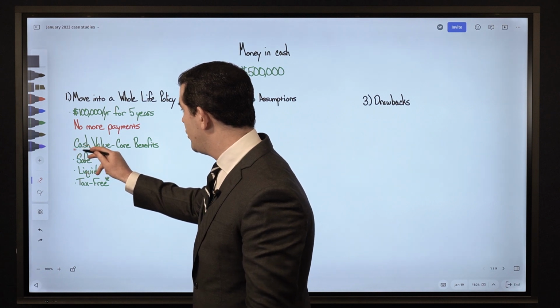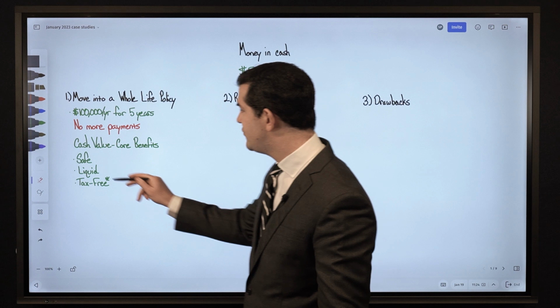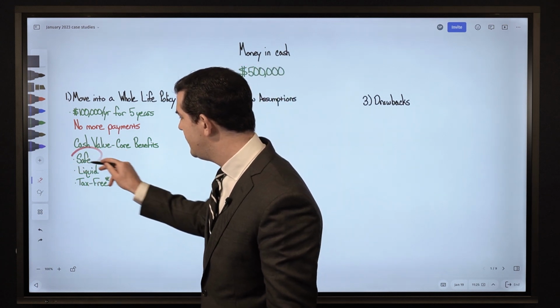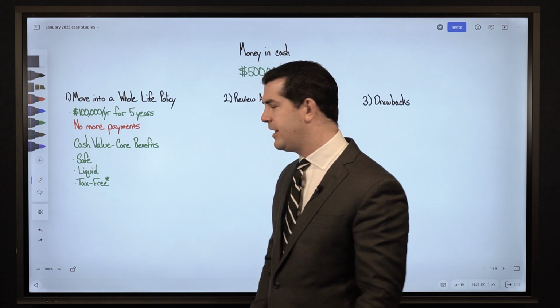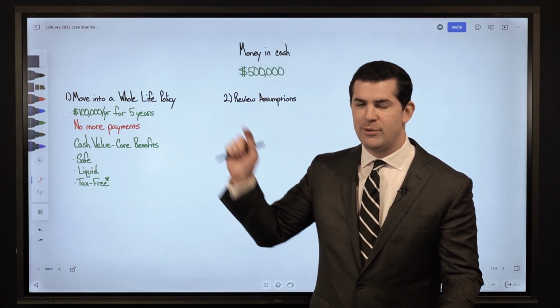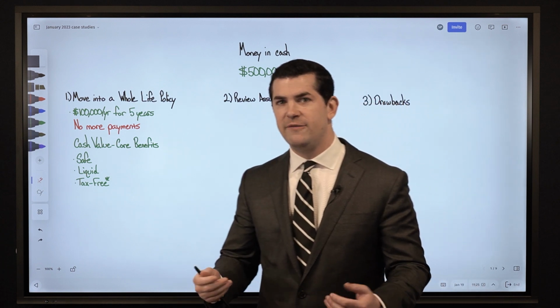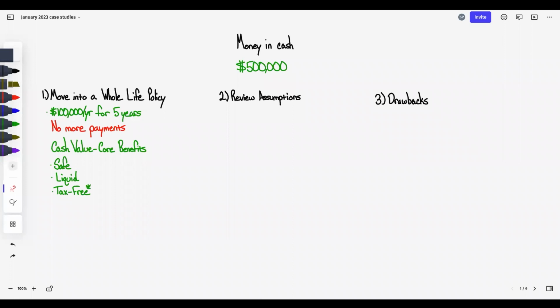Now, the cash value is what he is interested in. So we've got the core benefits to the cash value in a whole life insurance policy being a safe, liquid, and tax-free area to position money. Tax-free if we do not trigger a taxable event, which I would check out this video, which provides full details on what can trigger a taxable event with a whole life insurance product.